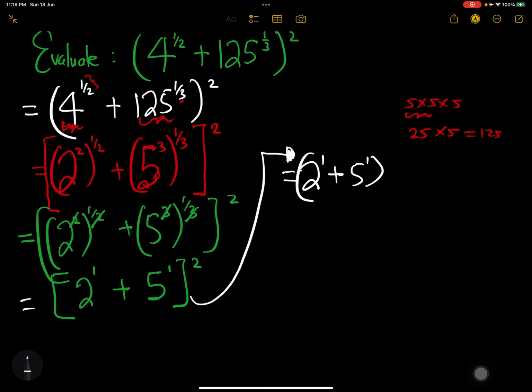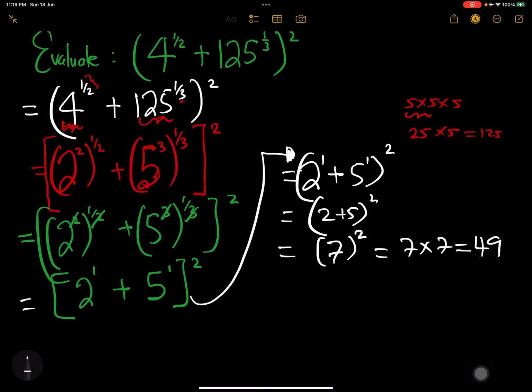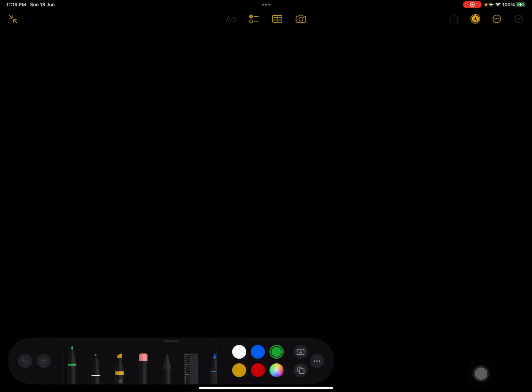Now, to continue, we're going to have is equal to 2 to the power 1 plus 5 to the power 1 all squared, and that gives us 2 plus 5 all squared, and that gives us 7 squared, which is 7 times 7, and that gives us 49.